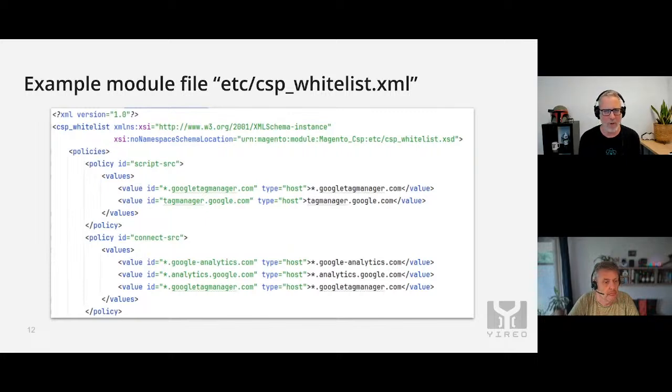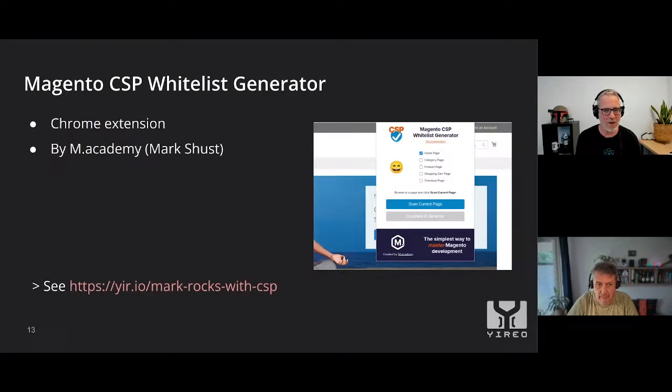So first of all, a whitelist.xml file. This little example came from my own Yireo Google Tag Manager module. So therefore, it's mentioning all these resources from GTM. But it might be that actually generating this file is a bit hard. So Ruud, we were pleased to actually see only recently, I think it was yesterday, that Mark Just came up with a good solution.